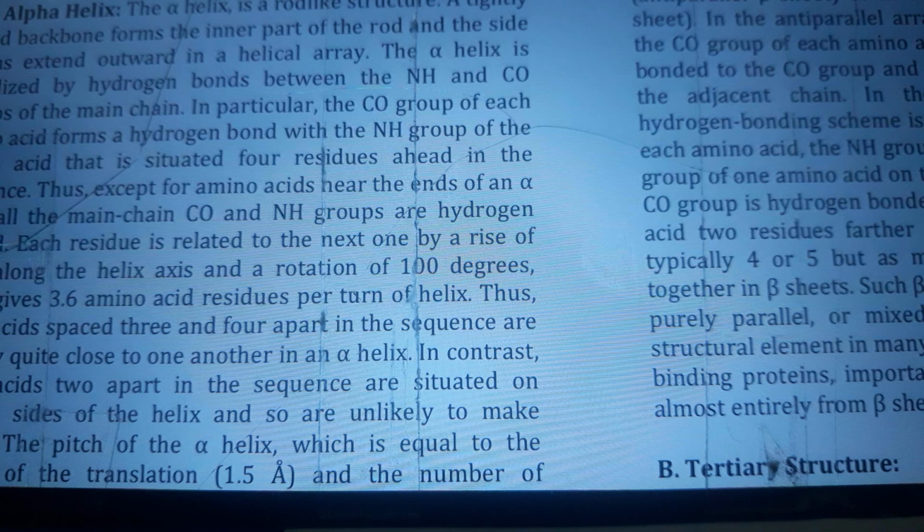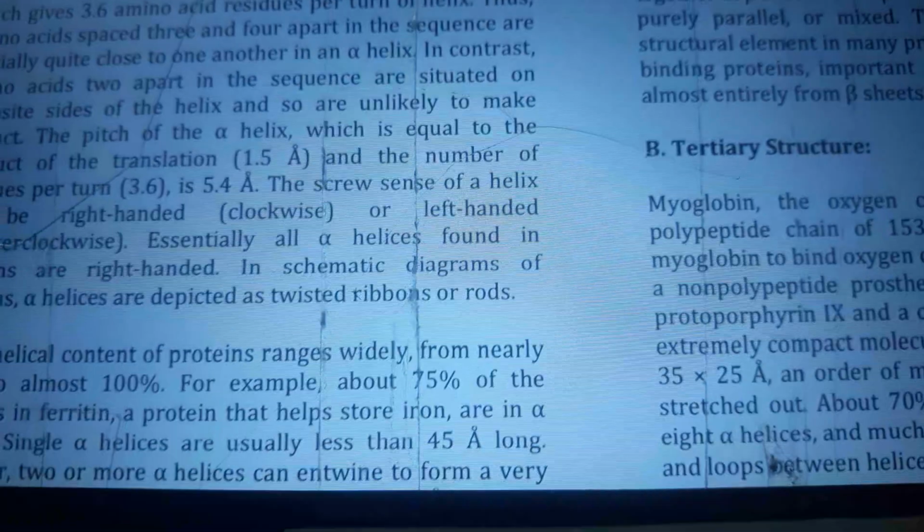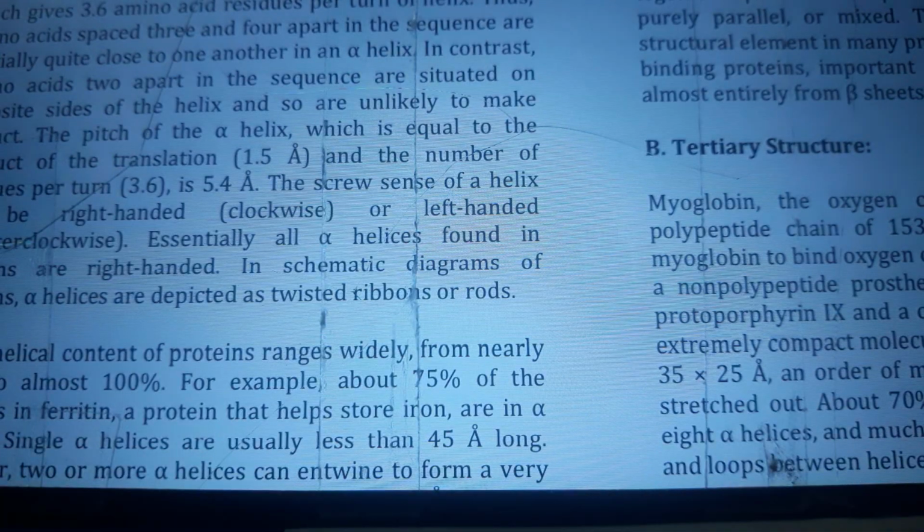Thus, except for amino acids near the ends of an alpha helix, all the main chain CO and NH groups are hydrogen bonded. Each residue is related to the next one by a rise of 1.5 angstrom along the helix axis and a rotation of 100 degrees, which gives 3.6 amino acid residues per turn of helix.